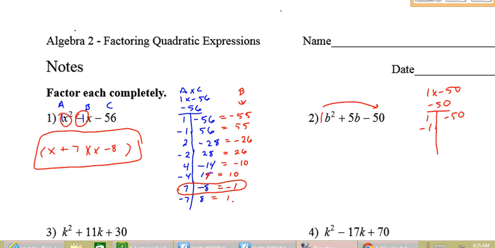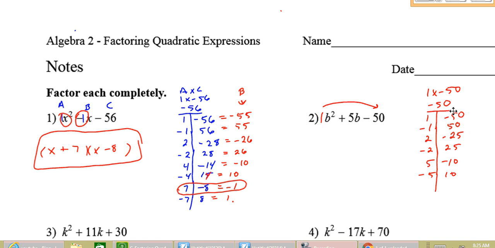So again, I have 1 and negative 50. I have a negative 1 and positive 50. I have 2 and negative 25. I have negative 2 and positive 25. 3 does not go into 50 evenly. 4 does not go into 50 evenly. 5 and negative 10. Negative 5 and positive 10. 6, 7, 8, and 9 do not go into 50, and then at 10 I start repeating myself.